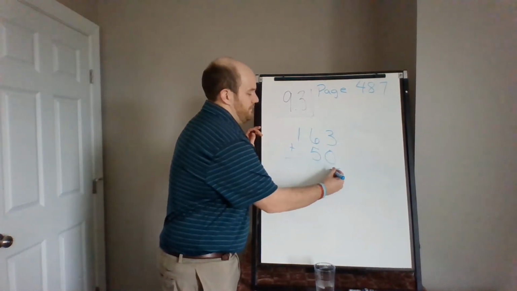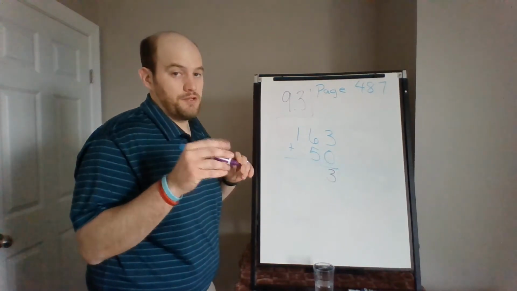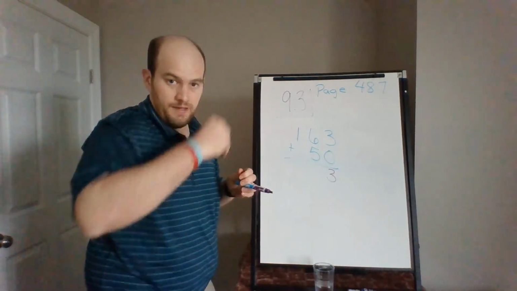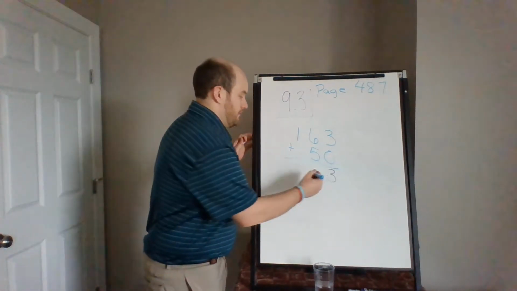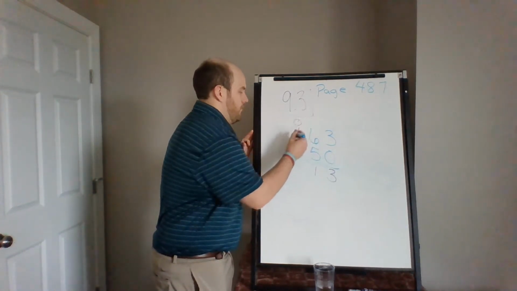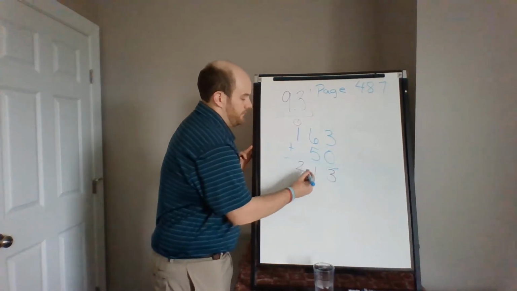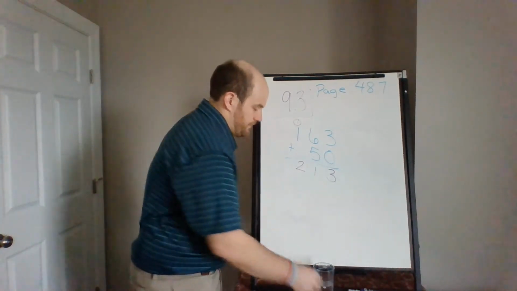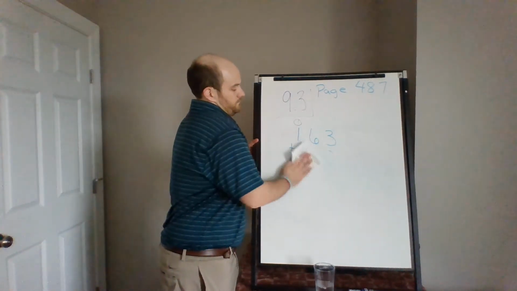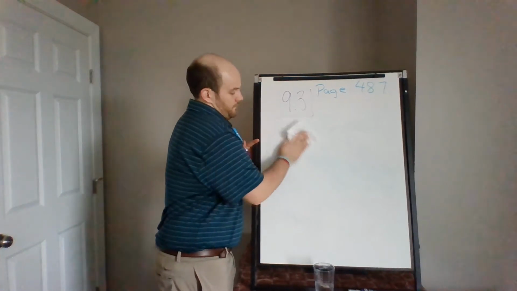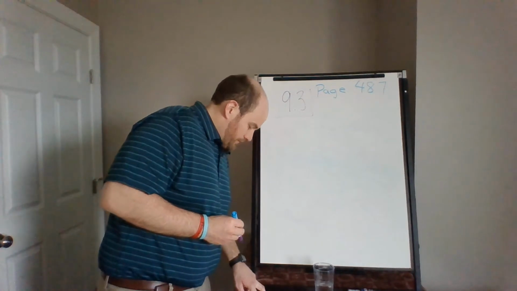3 plus 0 is 3. 6 plus 5, I remember that from my last problem, is 11, but I'm going to show you how to solve it anyway. 6, 7, 8, 9, 10, 11. Carry my 1. 1 plus, well, there's nothing here. So 1 plus 1 equals 2. So the answer number 4 is 213. Right. So that is basically what we're doing in our math.